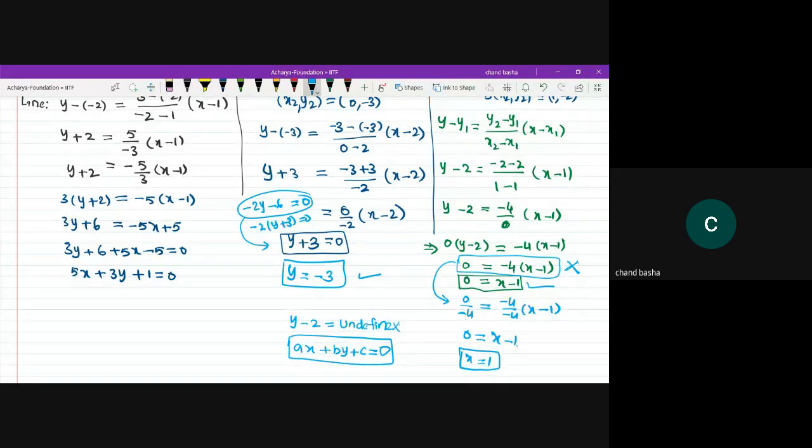That is the second question. But in the third question, the denominator is 0. That is a problem for us. With the denominator 0, I'm using cross multiplication, guys. That is the thing.